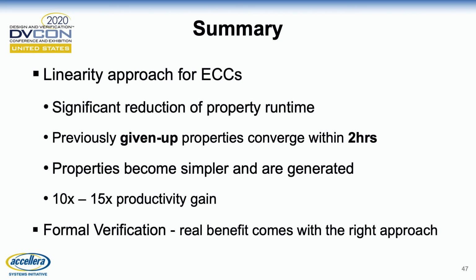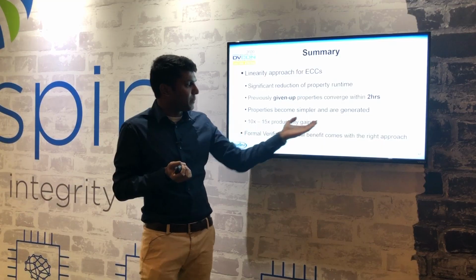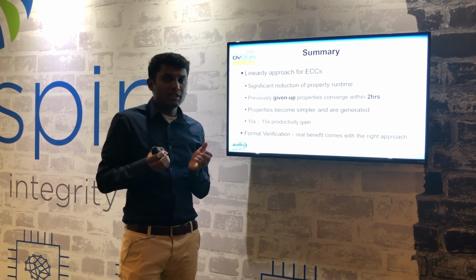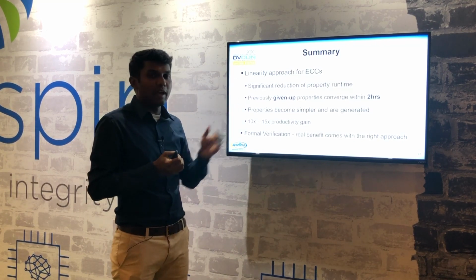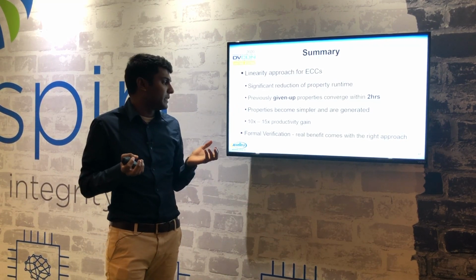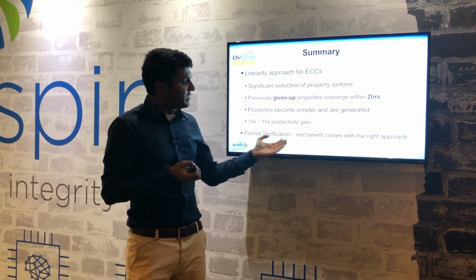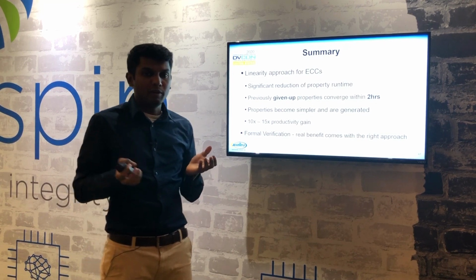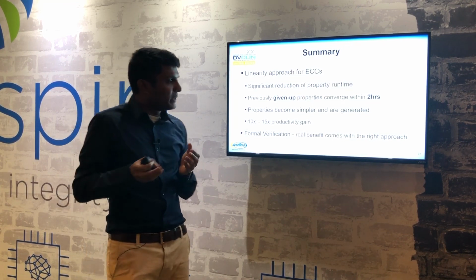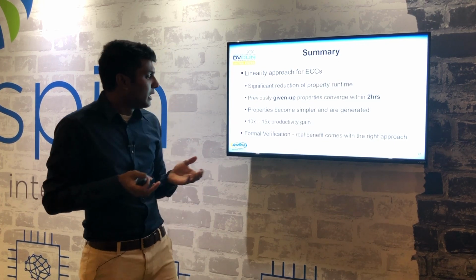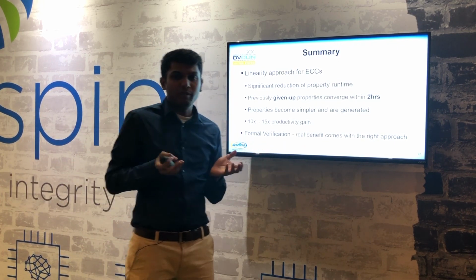And because now we don't have to develop complex properties, the properties basically become simpler now, and we generated all the properties with an in-house automation tool. And overall, including the automation tool and following the linearity approach, we were able to obtain a productivity gain of 10x to 15x. And again, I want to stress this point that whenever we do formal verification, with some clever thinking, with some clever formulation of the problem, we can really benefit from formal verification.